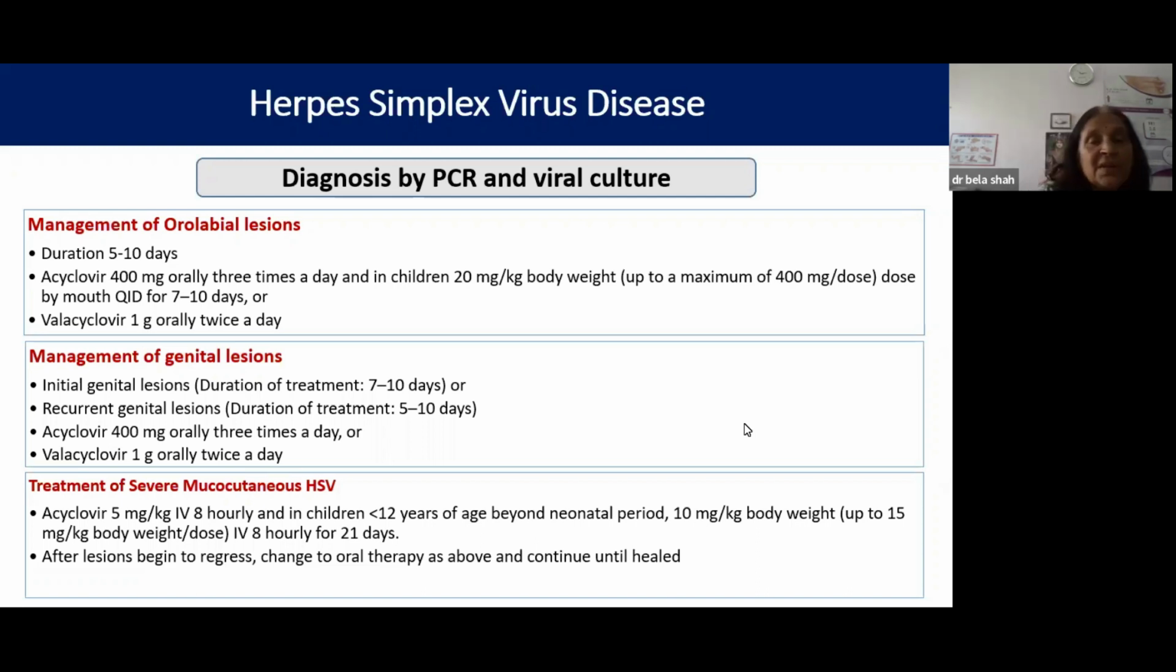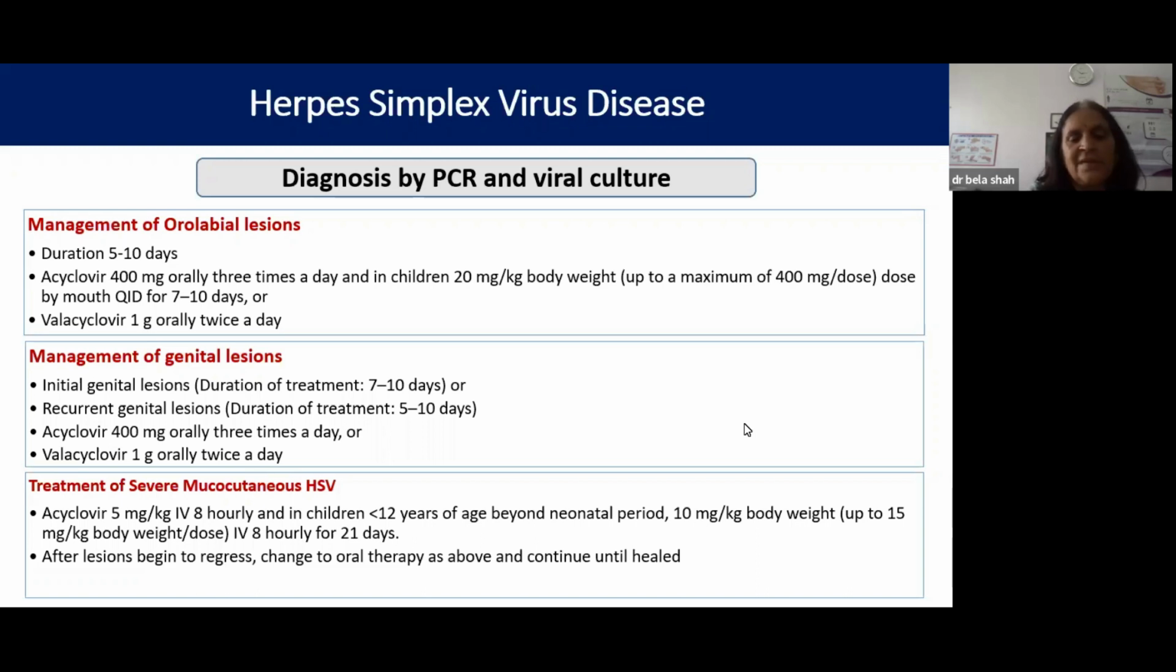Do we need to give intravenous acyclovir? This will be very few cases. If you suspect that the patient is having severe mucocutaneous or disseminated herpes infection, then we should start these patients on intravenous acyclovir in the dose of 5 milligram per kilogram body weight 8 hourly. And in children below 12 years of age, we can start them on 10 milligram per kilogram body weight.